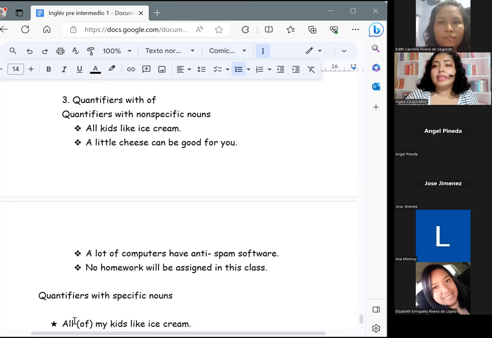Si vemos la diferencia entre el primer ejemplo, donde dice, all kids like ice cream, a todos los niños les gusta el helado, estamos hablando de un grupo grande de niños. No estamos hablando específicamente de un grupo, sino de varios niños. En cambio, all of my kids like ice cream. In my case, it could be my students, or it could be my kids, my children, my sons, my daughters, and all of those. Entonces aquí especificamos quiénes son esos niños, ¿verdad? ¿A qué grupo pertenecen esos niños?